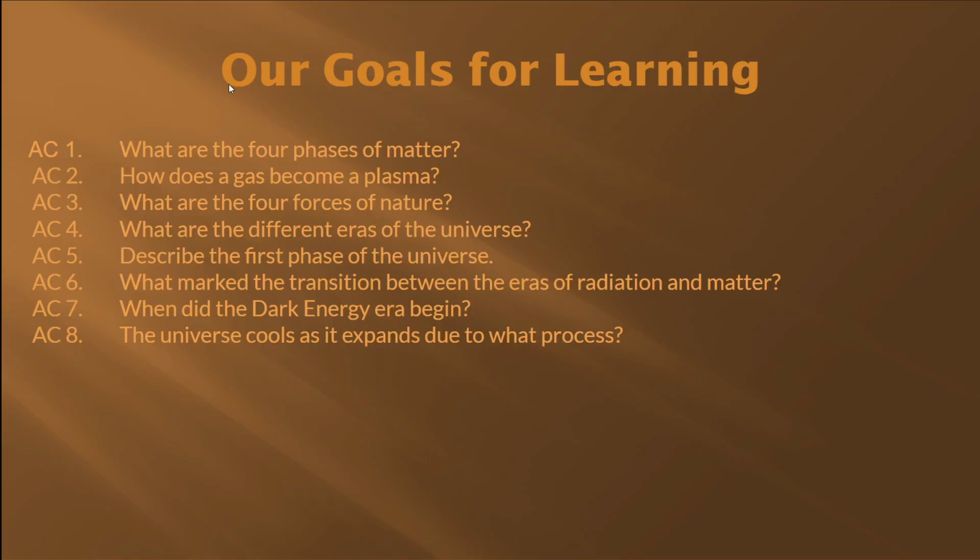But in terms of the lecture goals for learning, we're going to talk about what are the 4 phases of matter. We'll talk about how a gas becomes a plasma. So that is, I guess, a plasma process. We'll talk about the 4 forces of nature and about the different eras of the universe, as well as the first phase of the universe, not to be confused with the different eras. We will discuss how the universe switched from being dominated by radiation to being dominated by matter, and then about when the domination by dark energy began, or we could call this the dark energy era, started. And then last, we will talk about how the universe cools as it expands down due to our particular process.